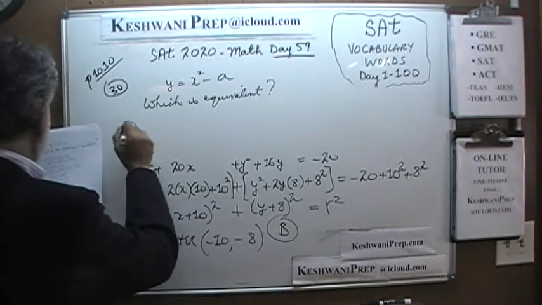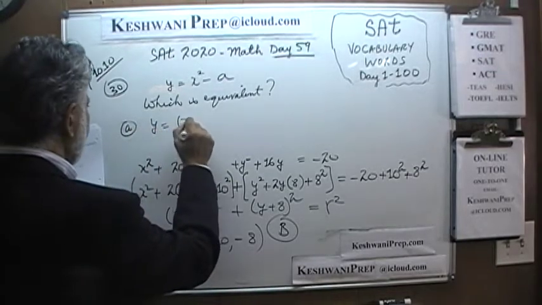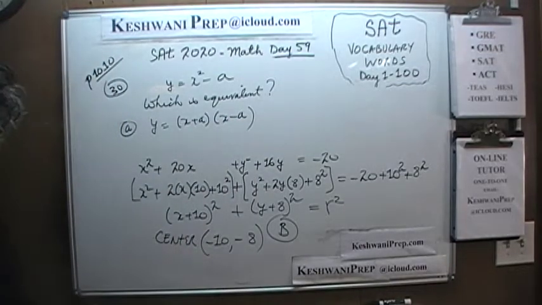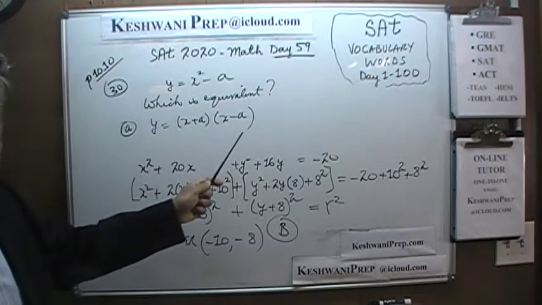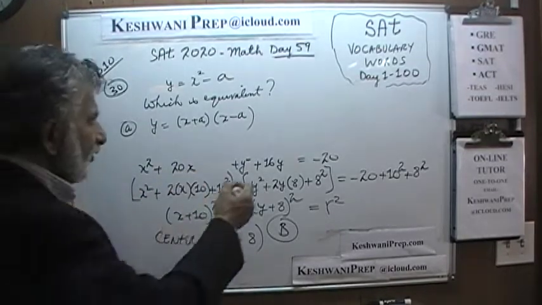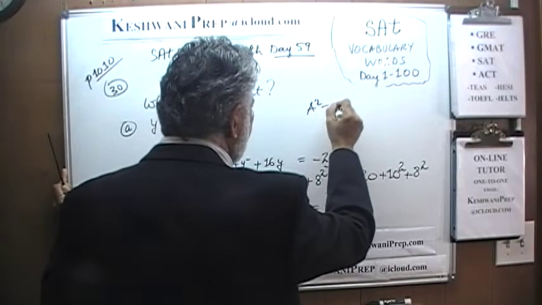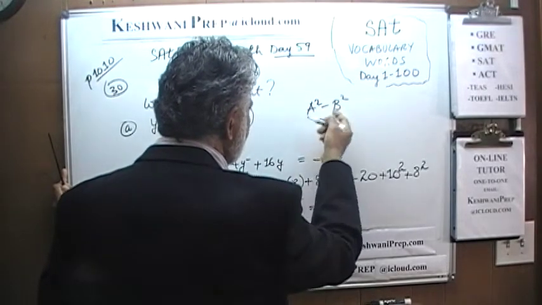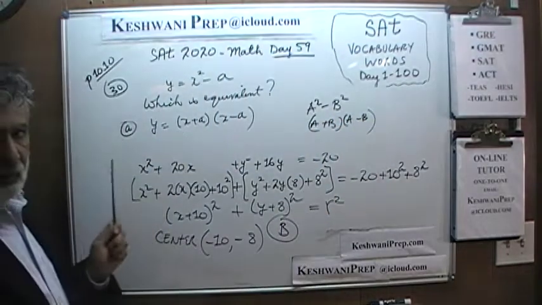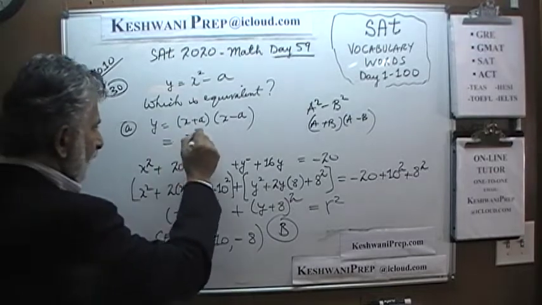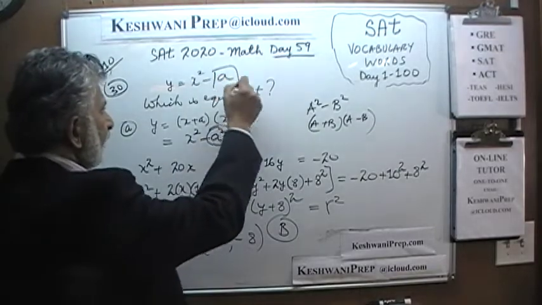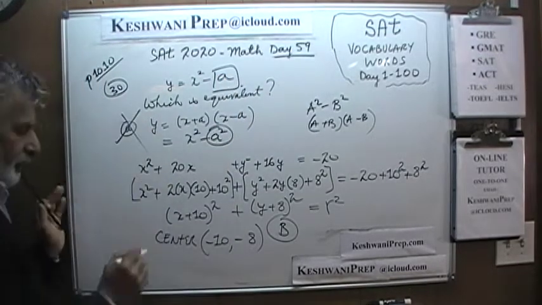Answer choice A says y is equal to x plus a times x minus a. Now what do you suppose will happen if you multiply this out? This is the same as a plus b times a minus b, which is simply a squared minus b squared. If we multiply this out, we'll get x squared minus a squared. But a squared is not what we have here. We just have a. So the answer is not A.